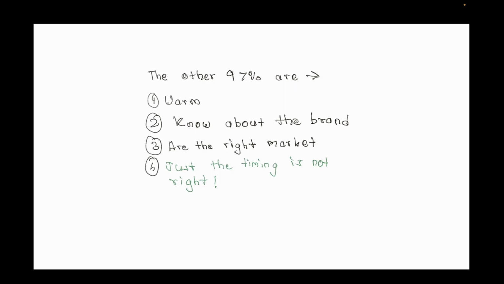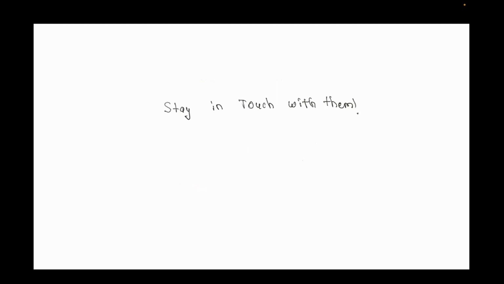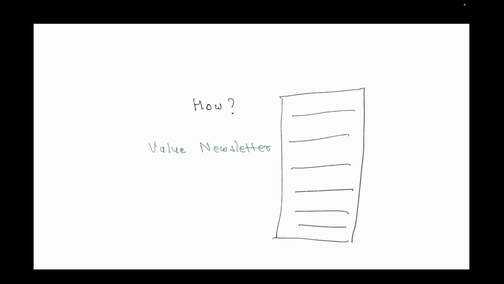Now that they have shown the intent, now that they are the right target market, instead of finding new people, can we cater to the existing ones? Can we cater to the ones that have already entered our ecosystem? For them, the timing is not right, and they are the right target market. So the best way is to stay in touch with them, and the best way to stay in touch with them is through a value newsletter.